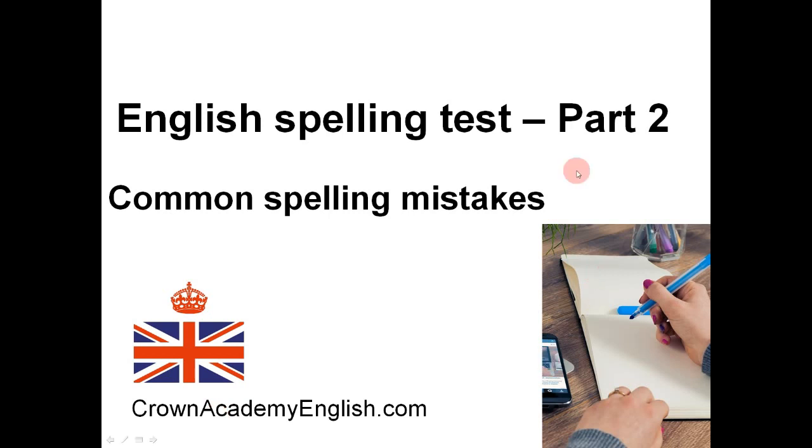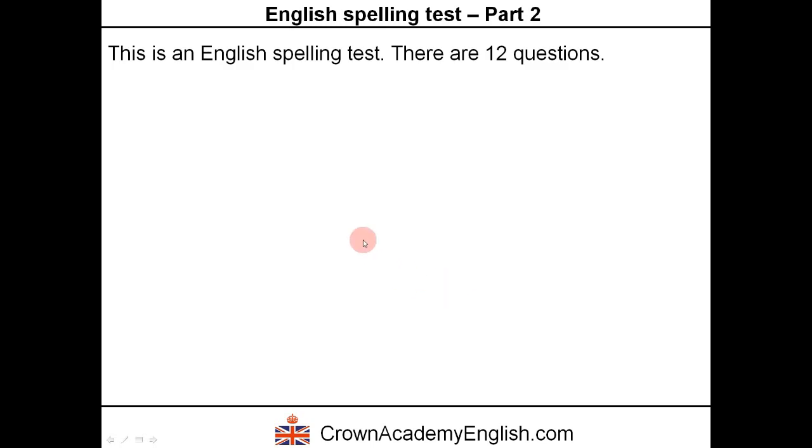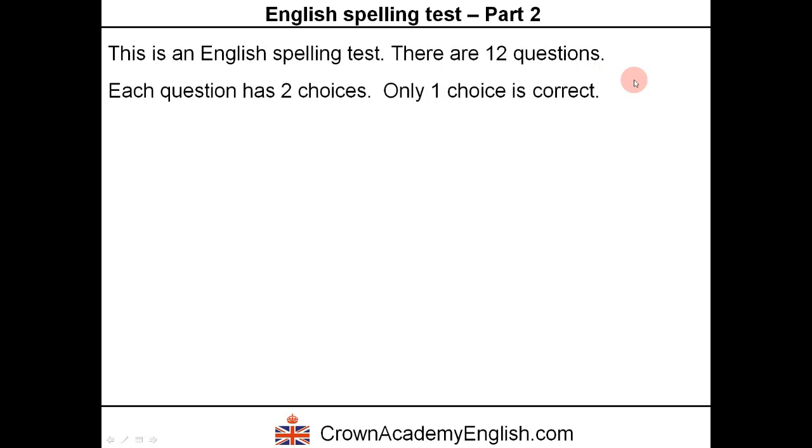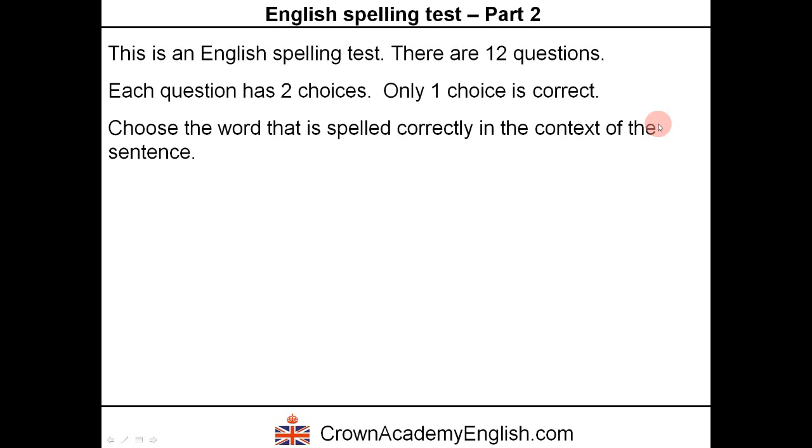Today we are doing part 2 of an English spelling test. And again, it is common spelling mistakes. So, this is an English spelling test and there are 12 questions. Each question has 2 choices and only one choice is correct. Choose the word that is spelled correctly in the context of the sentence.